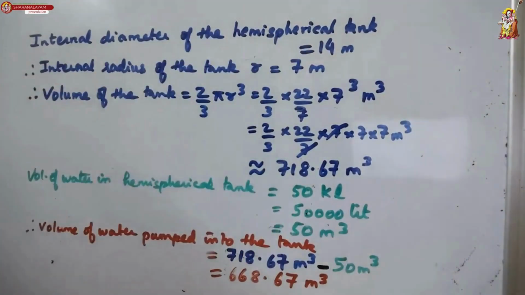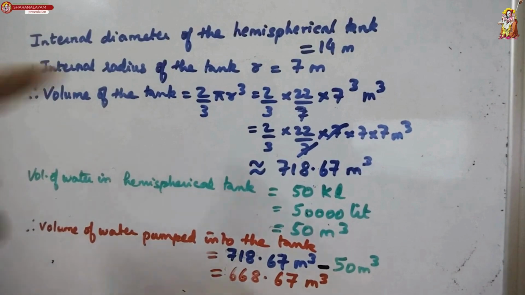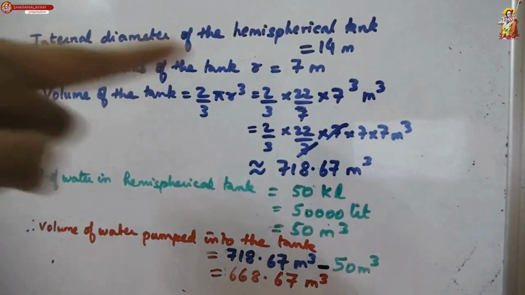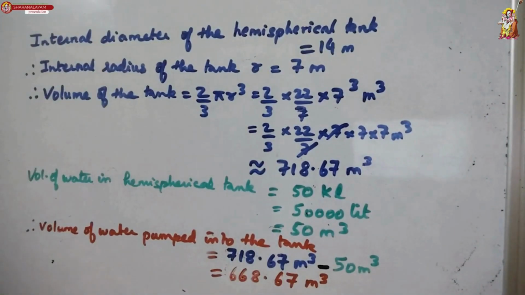The internal diameter of the hemispherical tank is 14 meters. Therefore the internal radius will be half of that, 7 meters. So the volume of the tank, this is in the form of a hemisphere, right? So the volume of the tank will be 2/3 pi r cube. Substituting the given values, we have that to be approximately 718.67 meter cube. Now, the volume of the water in the hemispherical tank is 50 kiloliters, that it already contains. That is 50,000 liters, and we know 1 meter cube equals 1000 liters. So, converting it into meter cube, we have 50 meter cube.